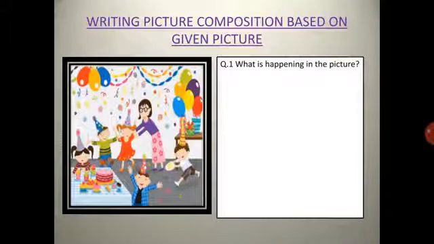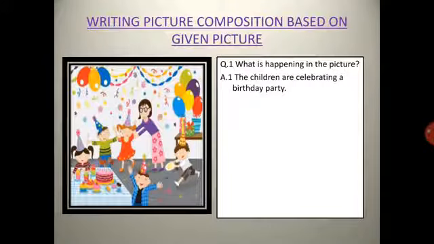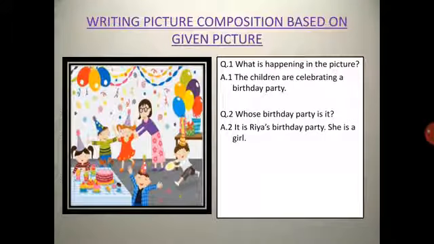Now the first question is, what is happening in the picture? Can you guess what is happening in the picture? Yes, the children are celebrating a birthday party. Now the second question. Whose birthday party is it? Now children, in this question, you can write any name. You can write your friend's name, your brother's name, your sister's name, any name you can write. I have written, it is Ria's birthday party. She is a girl.